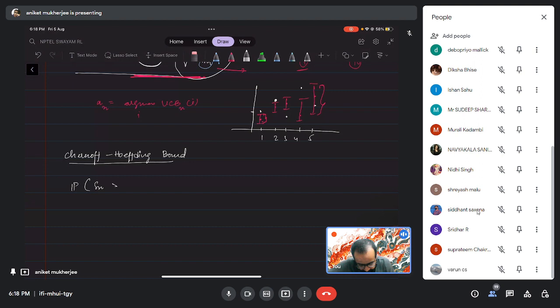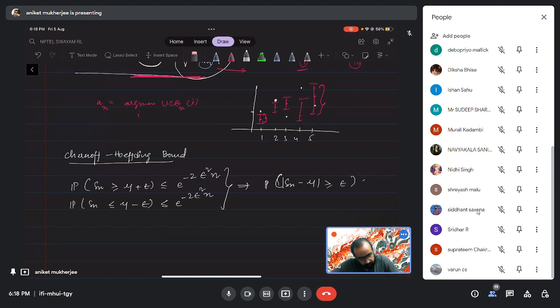So you have the probability of S_n greater than or equal to mu plus epsilon is less than or equal to e to the power minus 2 epsilon square n, and also the probability of S_n less than or equal to mu minus epsilon is less than or equal to e to the power minus 2 epsilon square n. So these two boil down to the probability of the absolute value of S_n minus mu greater than or equal to epsilon is less than or equal to e to the power minus 2 epsilon square into n.